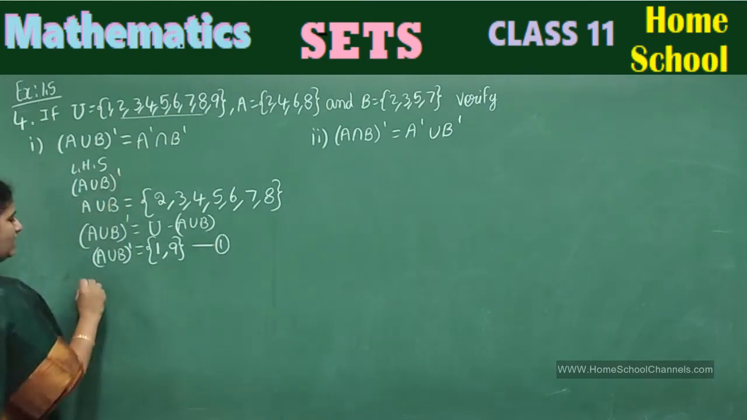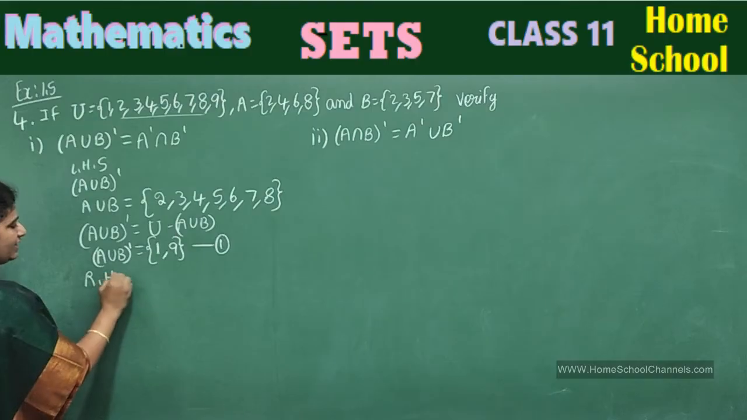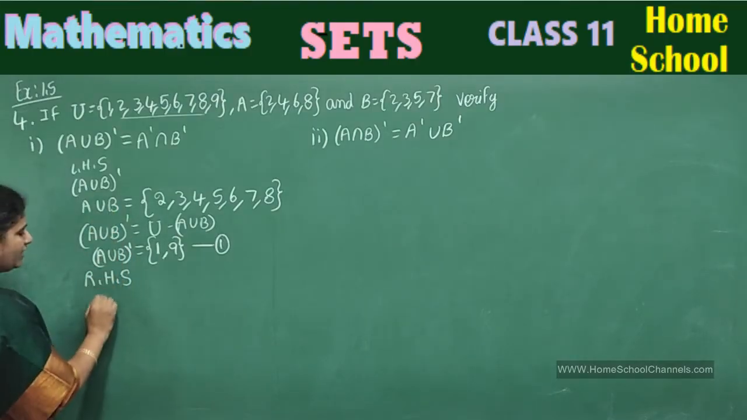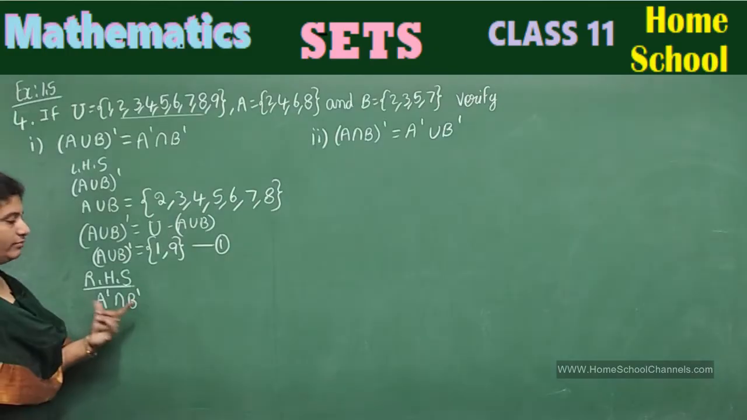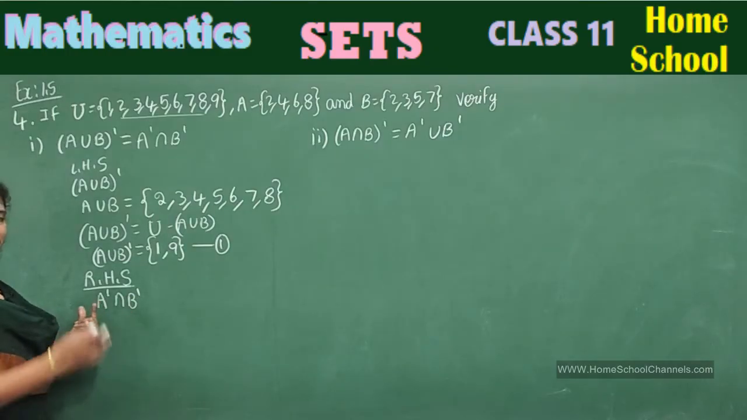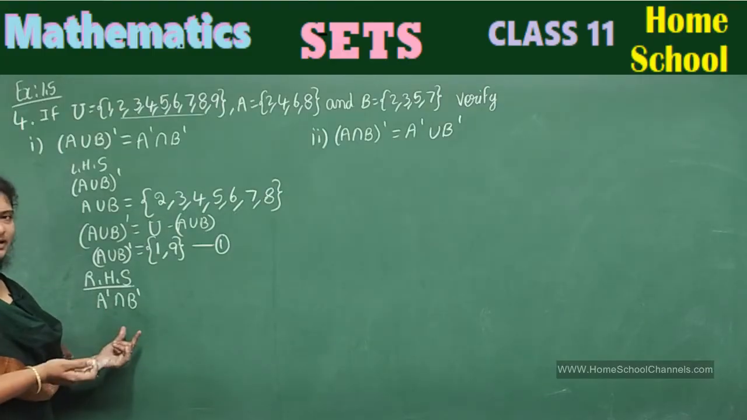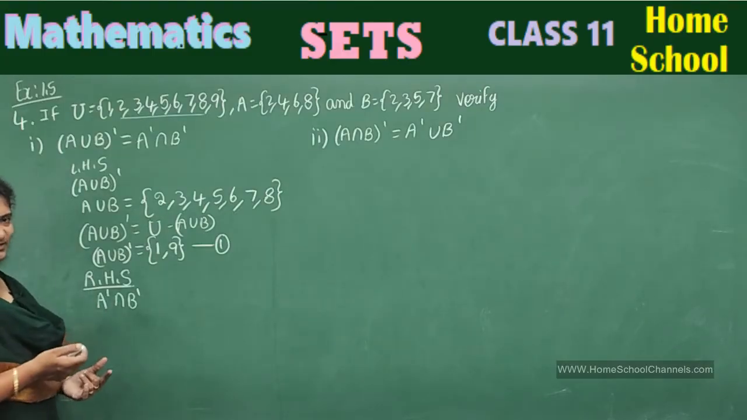Now consider the RHS. Right hand side, what do you have? A complement intersection B complement. Before finding this, separately find A complement and B complement, then do the intersection.